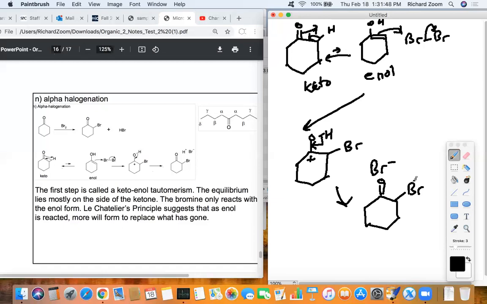Now, one thing about this process, I told you that the enol is only in very small amounts. But what happens is, by Le Chatelier's principle, the bromine will react with only the enol, but as soon as it reacts, more enol gets formed. So the keto is always turning back into enol, and then it reacts with the bromine, and we end up getting it pulled through all the way to the products.